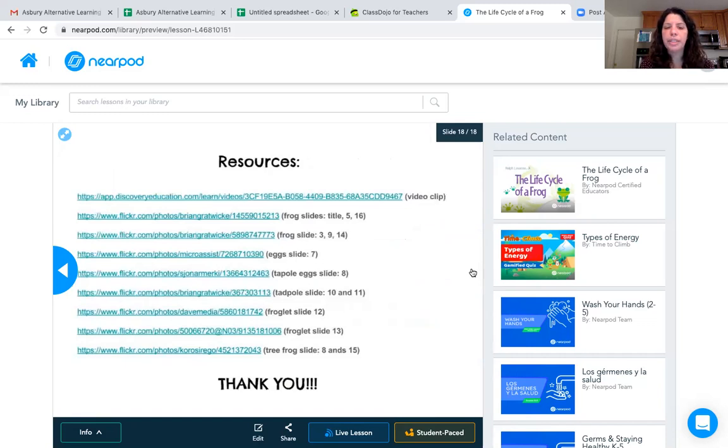Last week, toward the end of last week, I did send you your own Nearpod on the frog life cycle. Please make sure you go ahead and do that and go through each of the slides and do the activities as they ask you to.